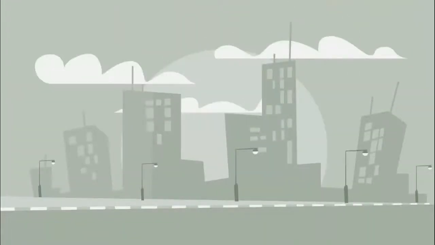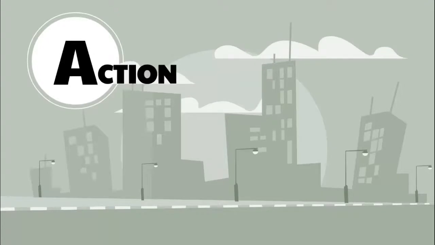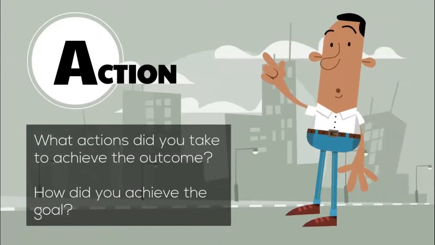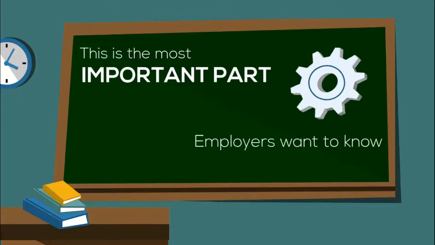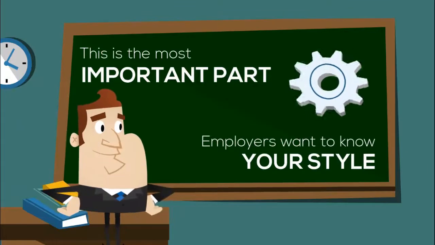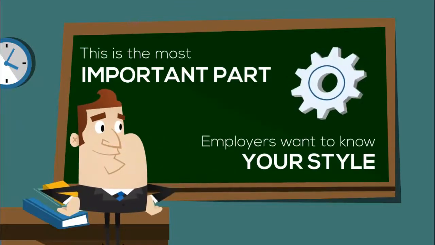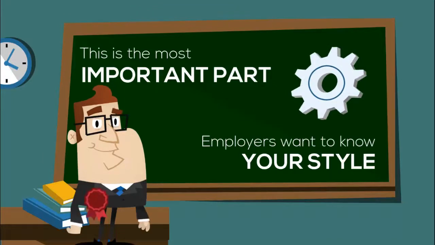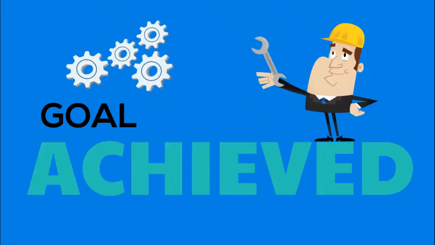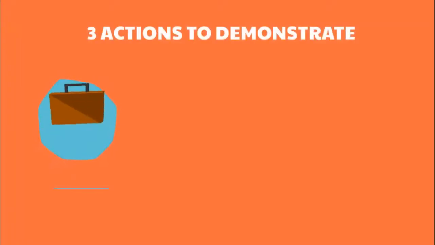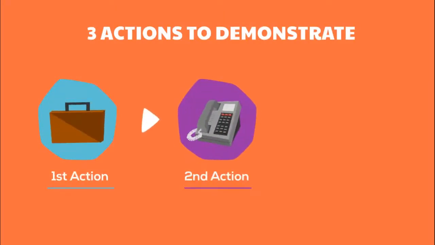The next part, A, is for the action. What actions did you take to achieve the outcome? How did you achieve the goal? Now this is the most important part and should form the bulk of your answer, because employers want to know your style or the process that you go through when you exhibit a skill, which in this case is leadership. There is no right or wrong way of exhibiting a skill if it achieves the outcome. They just want to know what your way is. It's a good idea to try and think of about 3 actions that demonstrate this.